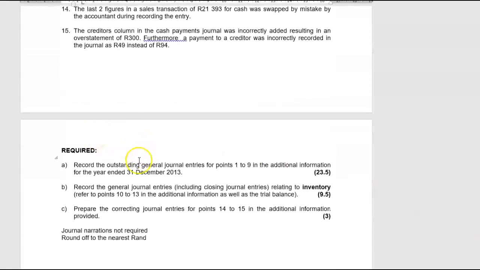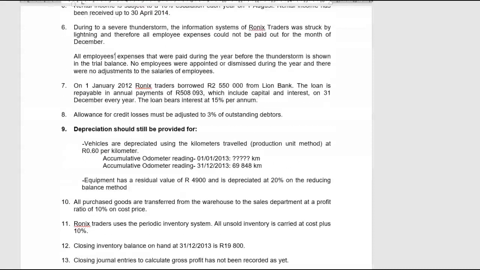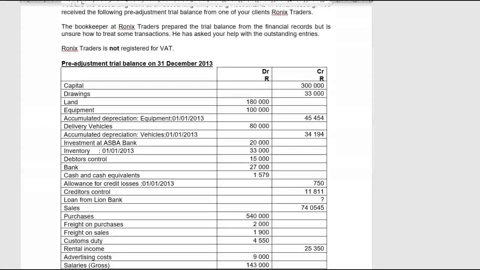What I want you to do is to do the journal entries for points 1 to 9, which is general financial statement stuff. The B part is the inventory stuff. Inventory is only points 10 to 13. And then points 14 and 15 are adjustment entries. So really, inventory doesn't form a big part of this question. However, it's a good part of the question.